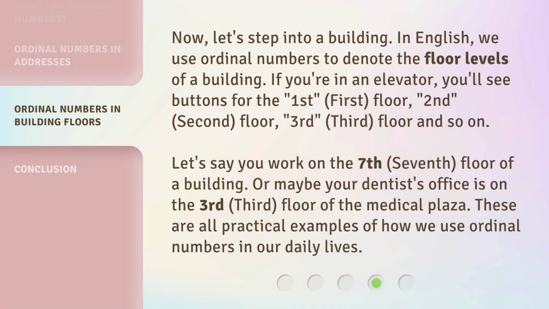Now, let's step into a building. In English, we use ordinal numbers to denote the floor levels of a building. If you're in an elevator, you'll see buttons for the first floor, second floor, third floor, and so on. Let's say you work on the 7th floor of a building. Or maybe your dentist's office is on the third floor of the medical plaza. These are all practical examples of how we use ordinal numbers in our daily lives.